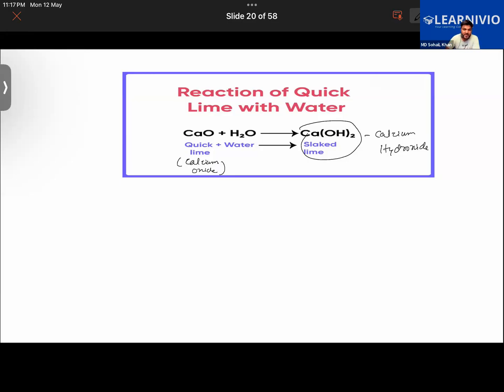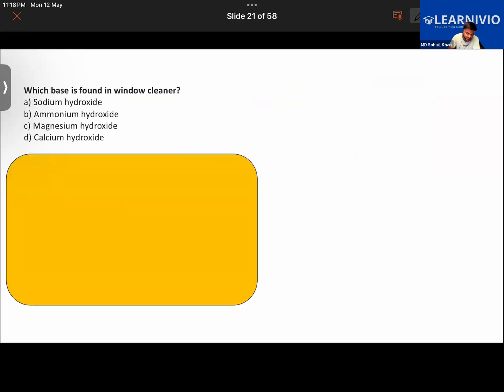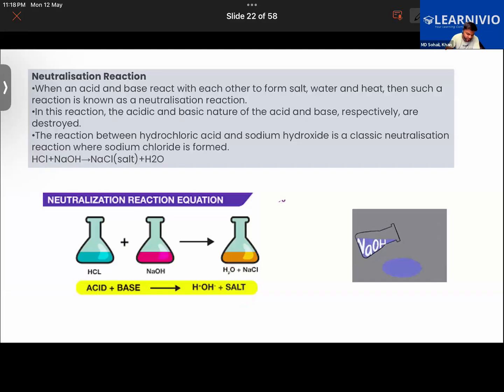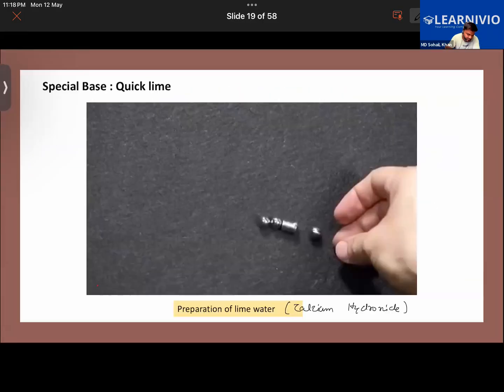So after addition of water to the calcium oxide, we get calcium hydroxide, and calcium hydroxide can be used to paint the houses also. Basically, its use is in whitewashing. Walls are whitewashed. Getting it? So there it can be used. So these were some of the uses of it. Now let's do some questions and then we'll be moving to the next topic.